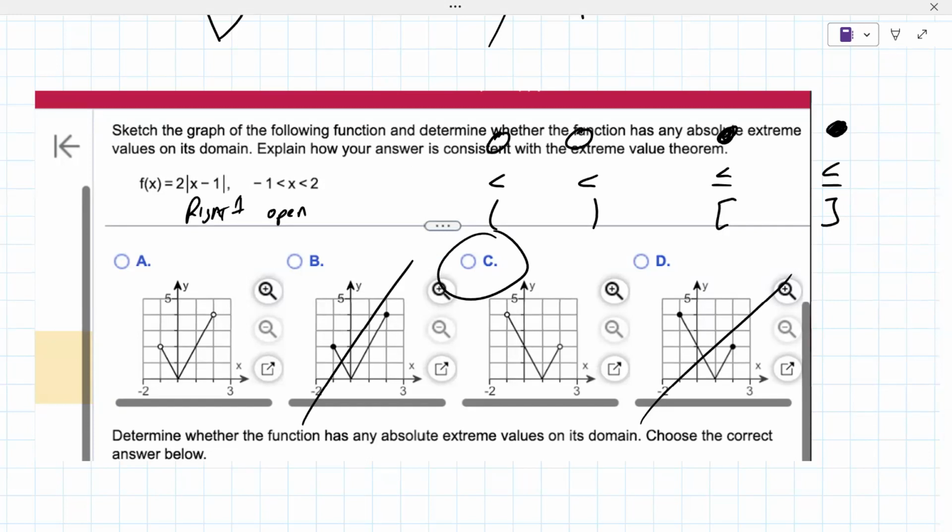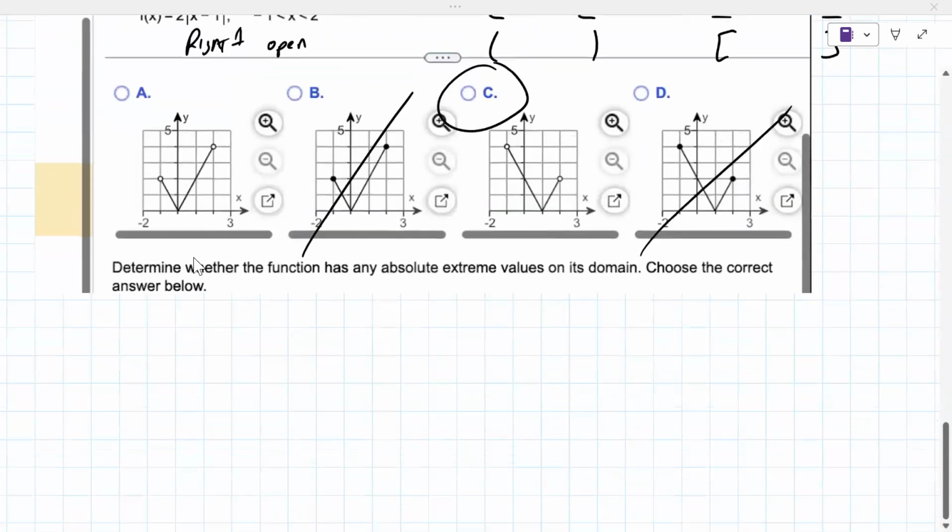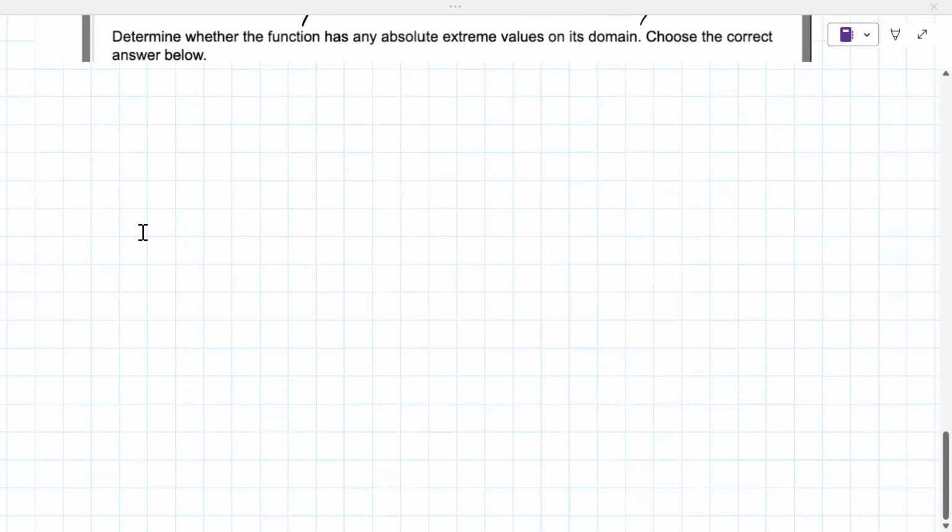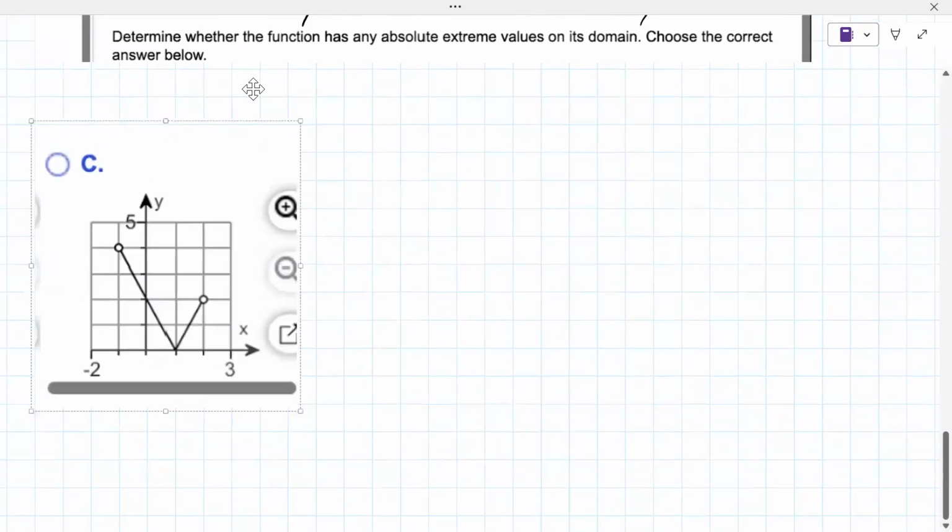Okay. So I mean, you have your calculator. You can always graph it if you're unsure. That would help, but that won't help with the open and closed part of the interval. Okay.